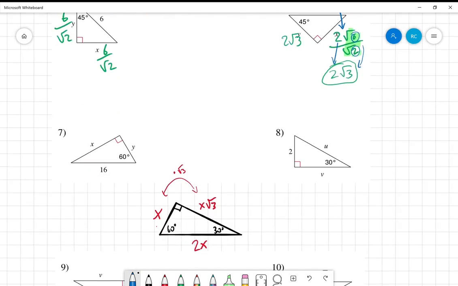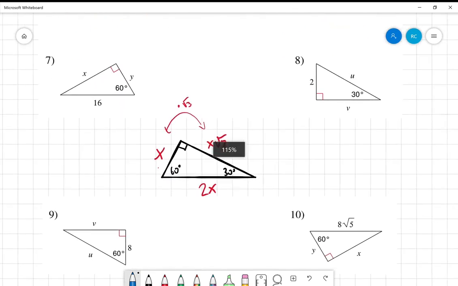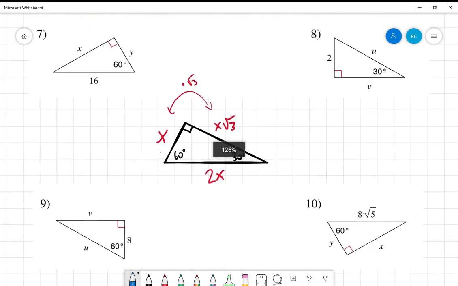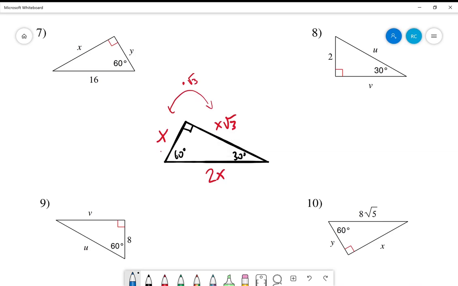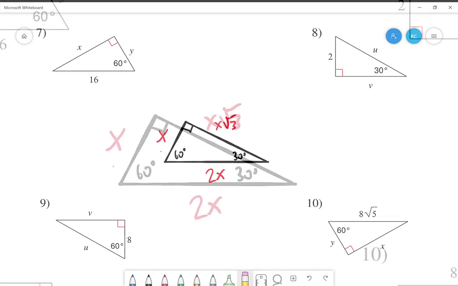The next 4 examples are 30, 60, 90 triangles. So again, I have put in the center of the screen notes on 30, 60, 90 triangles. But Mr. Cunningham, that does not look like the diagram that you made last time. Yes, it does, but it doesn't, you're right.